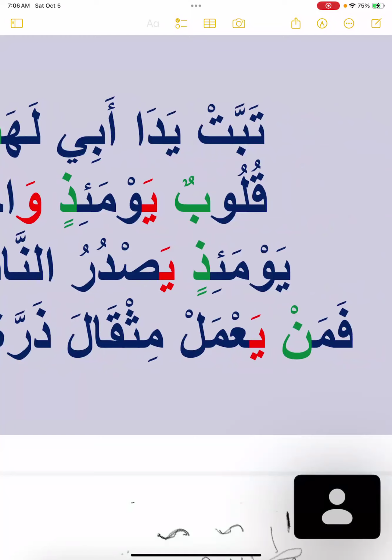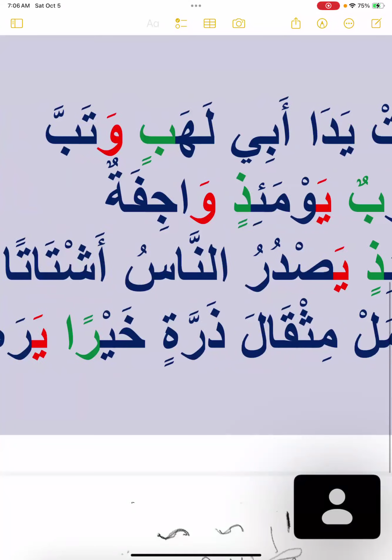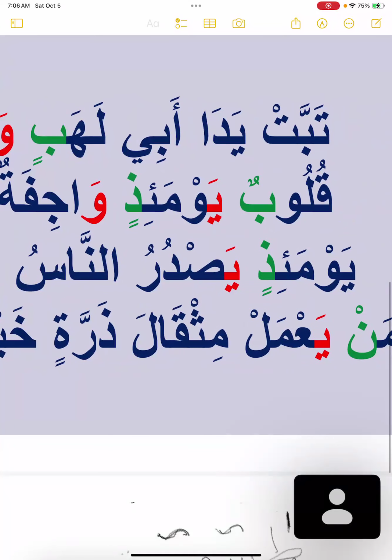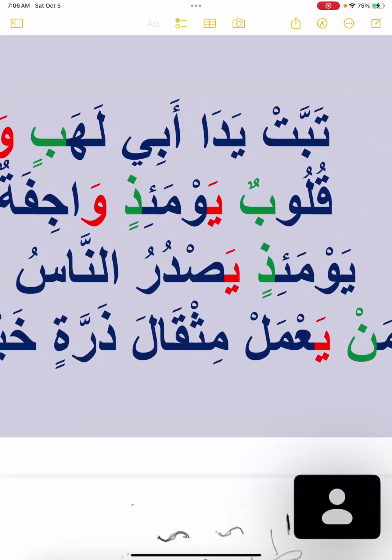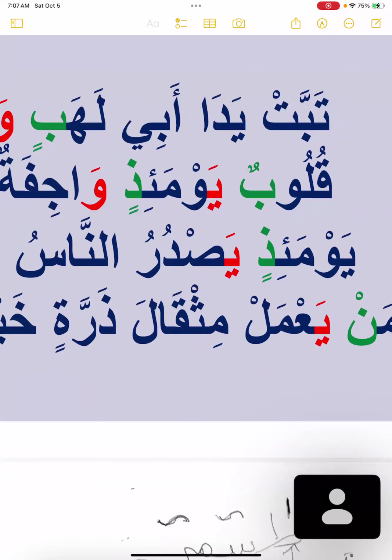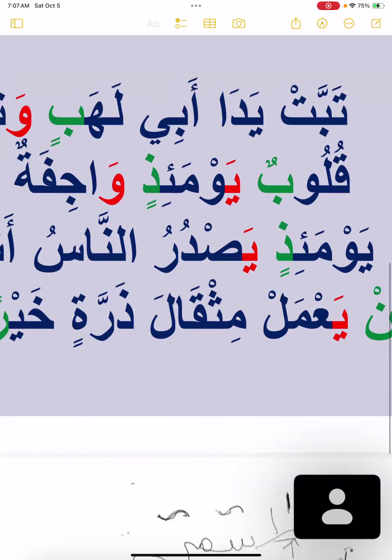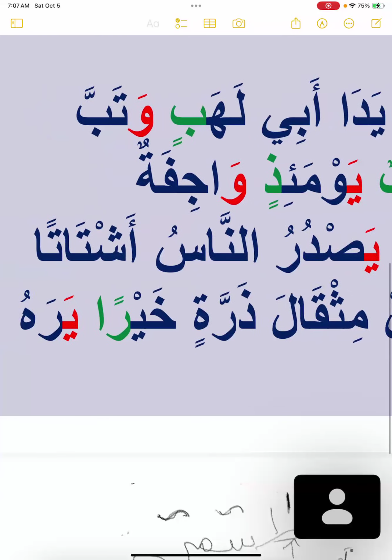The next one is يومئذ يصدر الناس أشتاتا. يومئذ. Tanween followed by the letter ya. Ya is from yarmalun. The noon has merged into the ya, but you can still hear the sound of the ghunna of the noon, right? So again, this comes under idgham naqis.